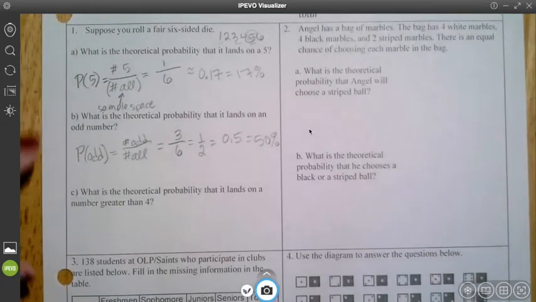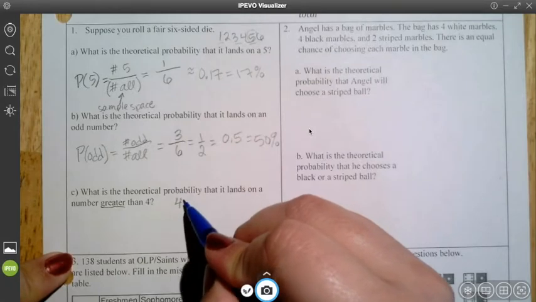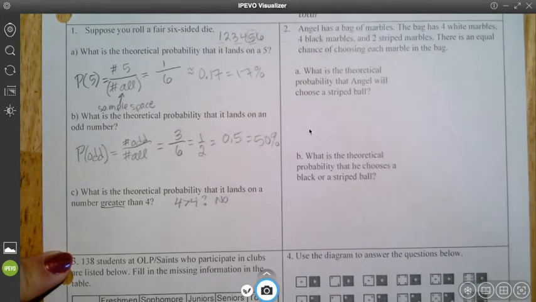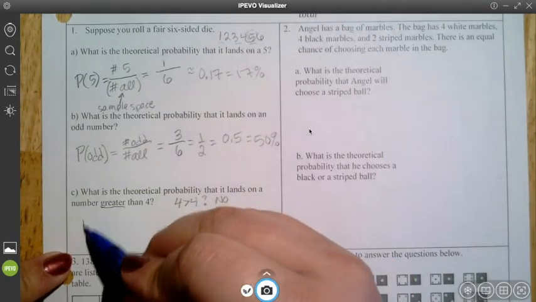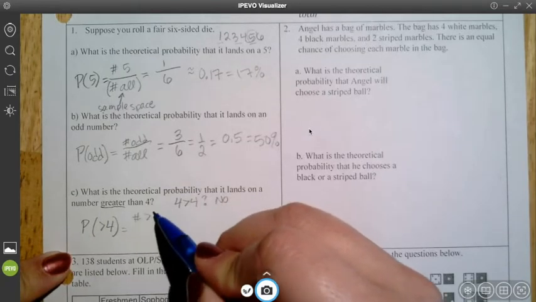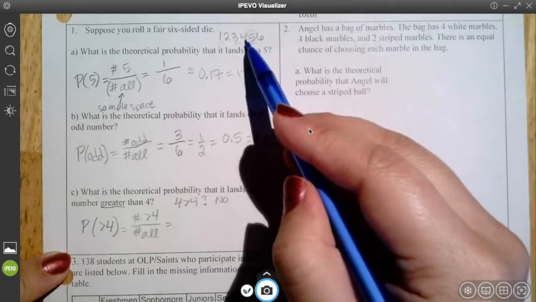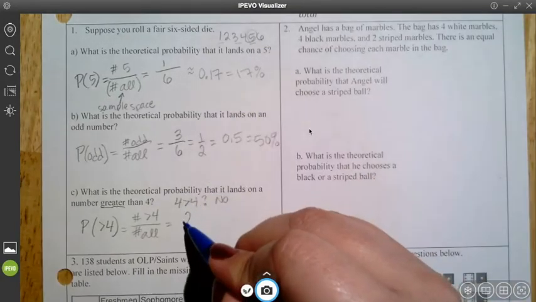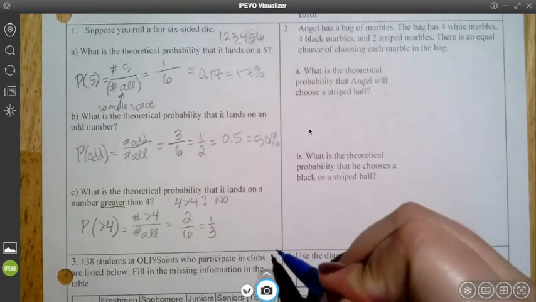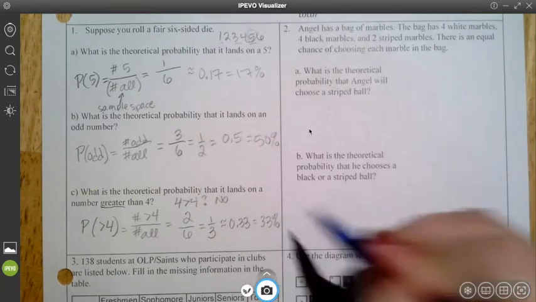Okay, and what is the theoretical probability that it lands on a number greater than 4? So here's a question, is 4 greater than 4? No. So 4 is not part of our sample space of a success. So we want to know probability greater than 4. How many are greater than 4, and how many are there total? Well, 4 is not greater than 4, so there's just 5 and 6. So 2 of them are greater than 4 out of 6 possible, which simplifies to 1/3, which we can estimate to be 0.33 or 33%.